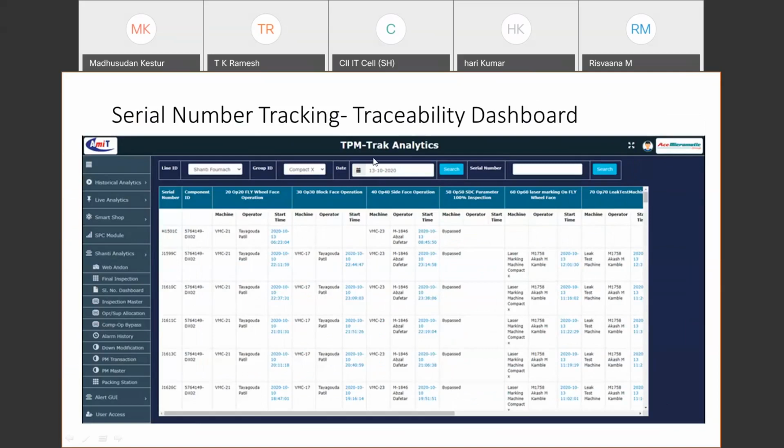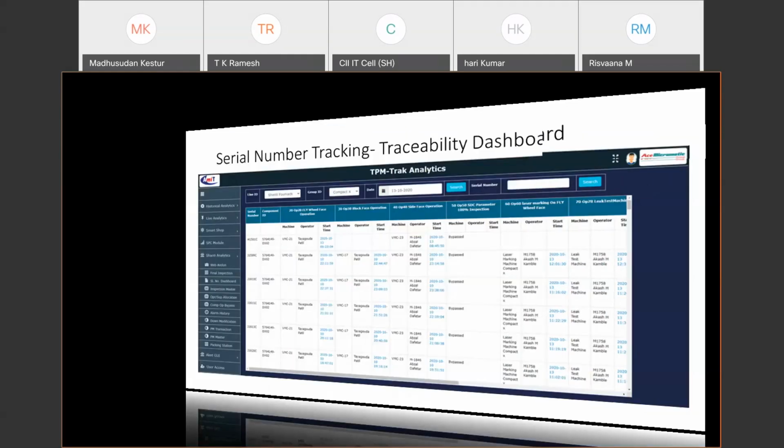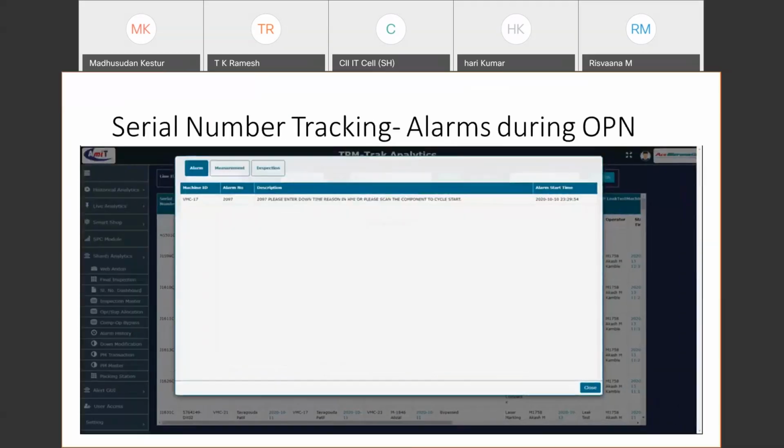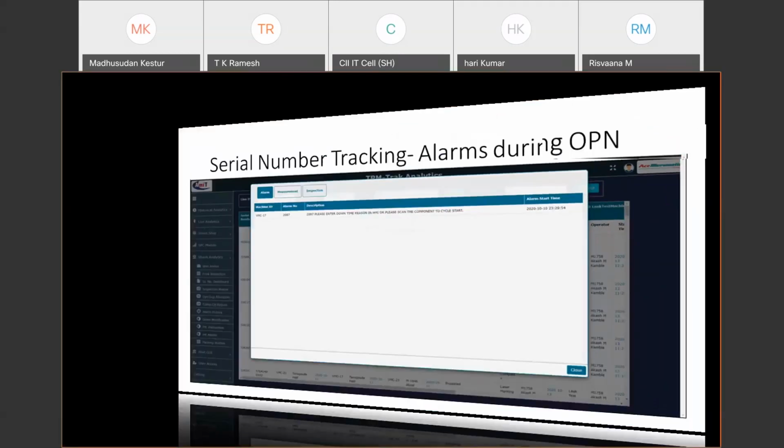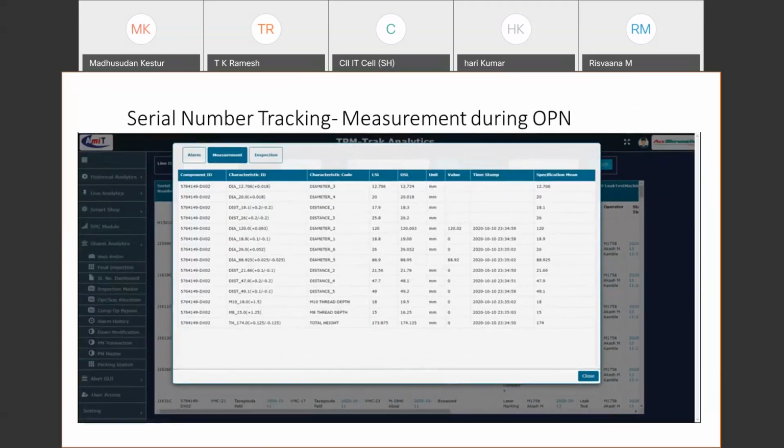So on that particular day, these were the serial numbers that were manufactured, and for each serial number, if you click on that particular operation, you get the details about alarm information, whether any alarms were recorded when that operation was happening, what was the inspection data, the dimensional measurements that were made. So this kind of traceability we have brought into the system.